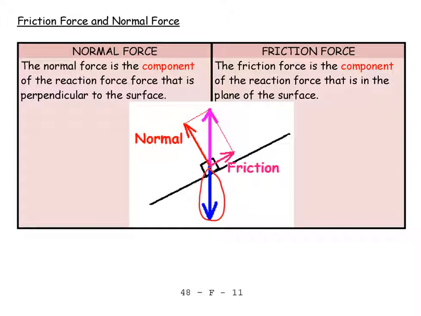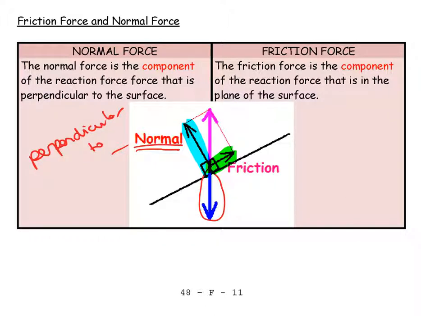And so we can talk about the component of the reaction force which is along the slope, and we call that friction. And we can talk about the component of the reaction force which is perpendicular to the slope, and we call that the normal force. In this case, we're using normal not meaning usual, but meaning perpendicular to. It's the math definition of normal.